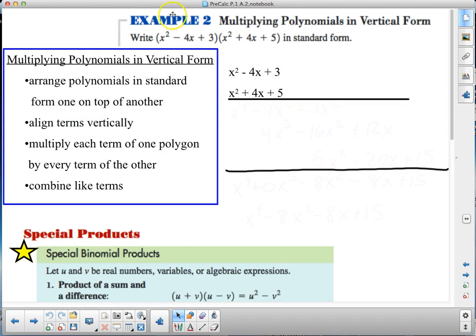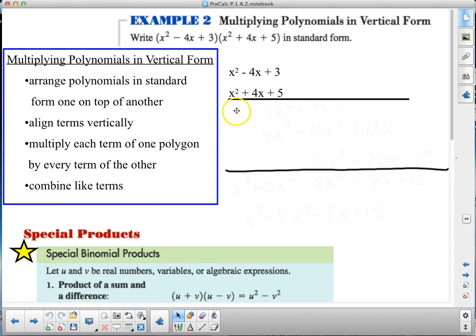Arrange polynomials in standard form, one on top of each other, so they're arranged. These are the two I'm multiplying in example 2. We're going to align terms vertically, so they're in the same order, so we've got the powers going. Multiply each term of one polynomial by every term of the other. And then we're going to combine like terms.